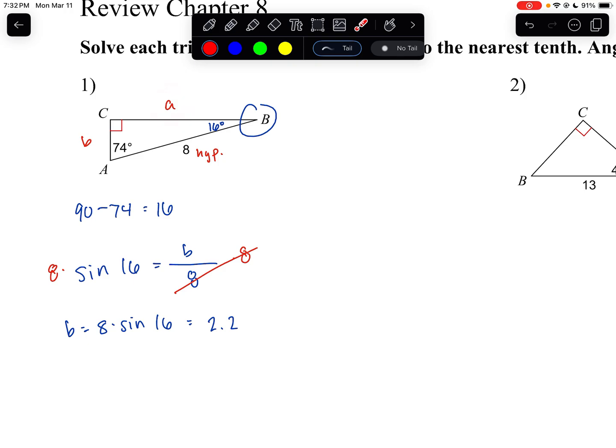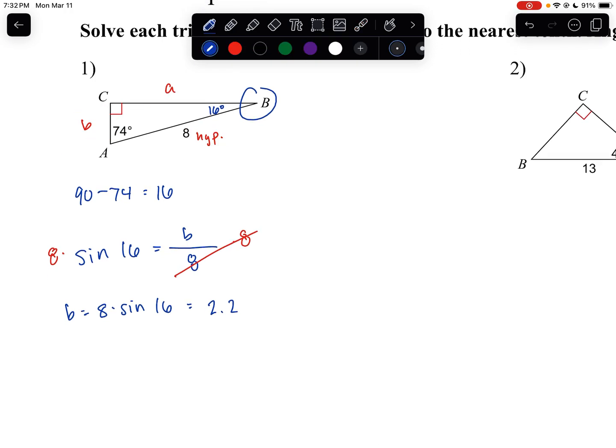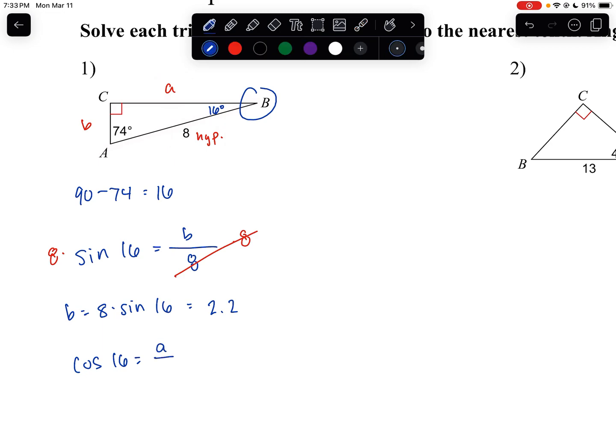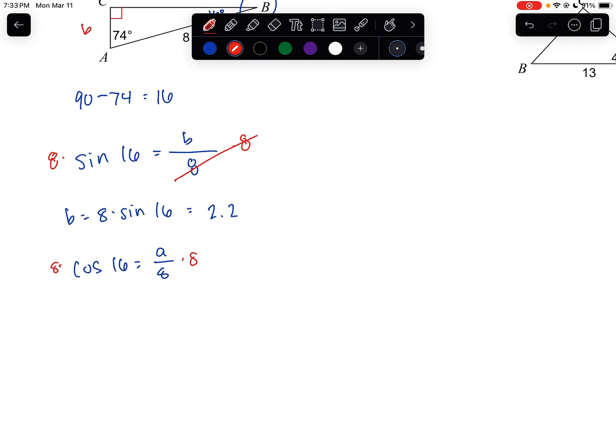And now, if you want to, you can use Pythagorean theorem, because I know this side now, and I know this side. You can solve for that using Pythagorean theorem. I think it's just easier to use a trig function, though. So, now, I'll go back to using the same angle, but instead of sine, this time I'll use cosine, since I used sine before. So, cosine of angle 16. Cosine is adjacent over hypotenuse. Adjacent to 16 is side A, which is unknown, over the hypotenuse, which is 8. So it's going to be A divided by 8. Do the same thing. I'm just going to multiply both sides by 8, and those are going to cancel. So I'm going to get A is equal to 8 times cosine of 16. So 8 times cosine of 16.